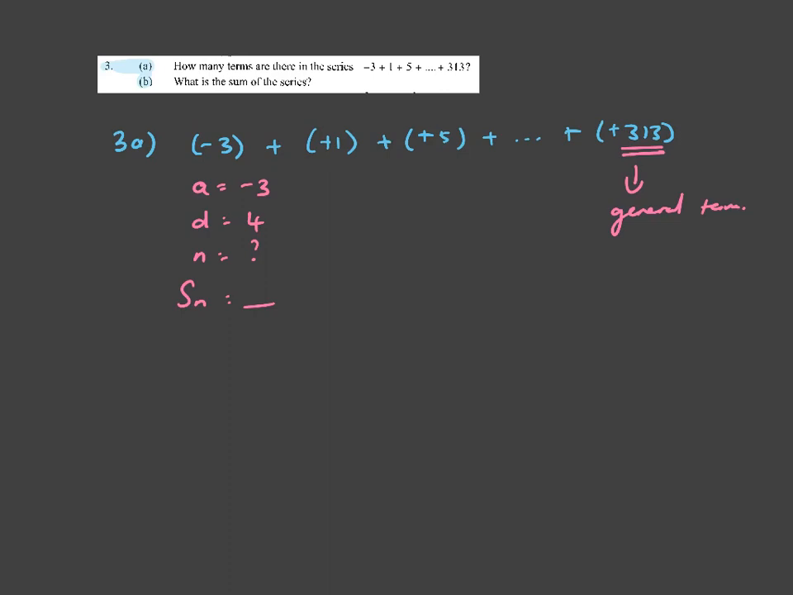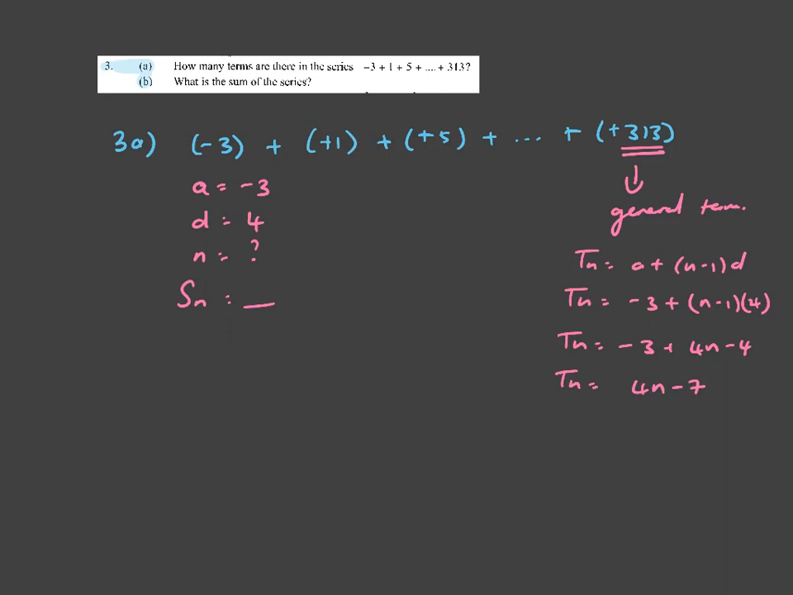So let's first work out the general term here. The general term would be Tn is equal to a plus n minus 1 times d. So Tn is equal to negative 3 plus n minus 1 times the difference, which is 4. So Tn is equal to negative 3 plus 4n minus 4. So Tn is equal to 4n minus 7.